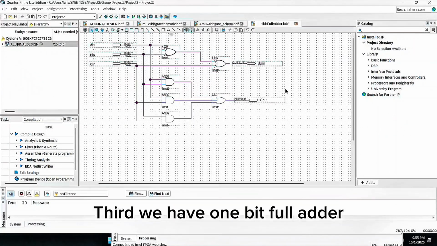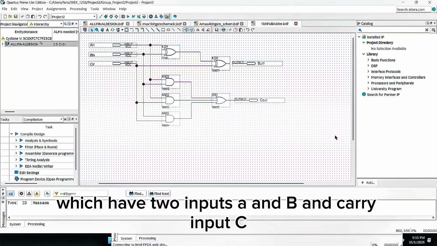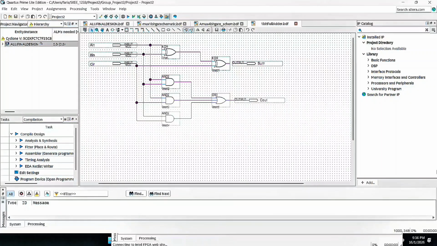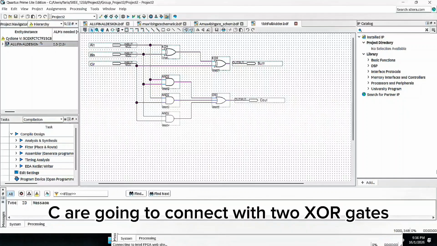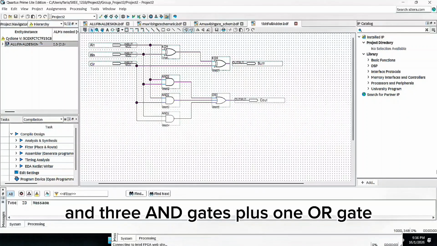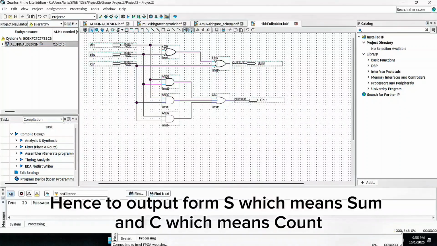Third, we have the 1-bit full adder, which has 2 inputs A and B and a carry input C. A, B, C are connected with 2 XOR gates, 3 AND gates, and 1 OR gate. Hence, there are 2 outputs: S, which means sum, and C, which means carry.